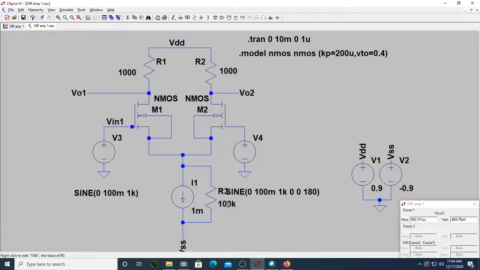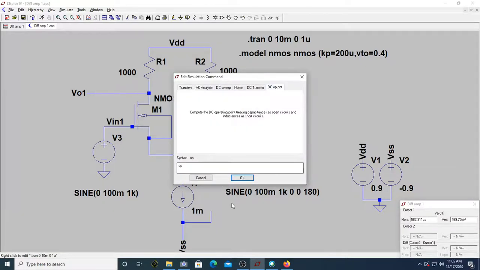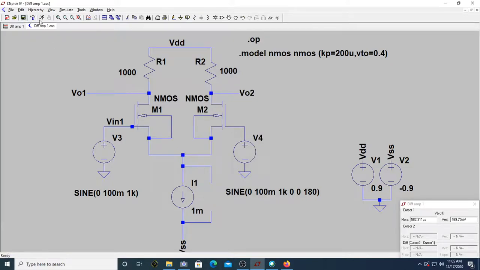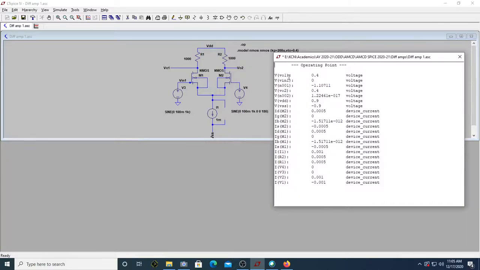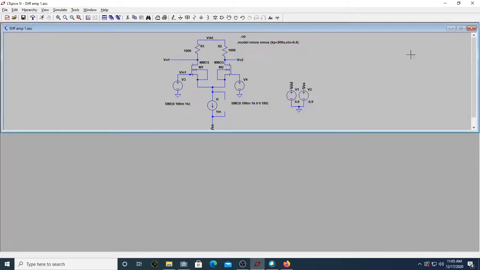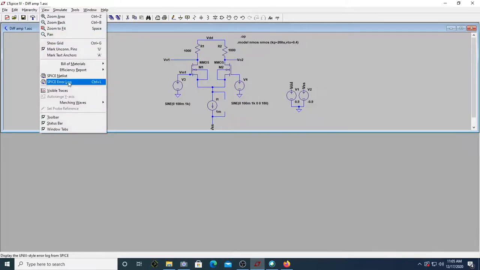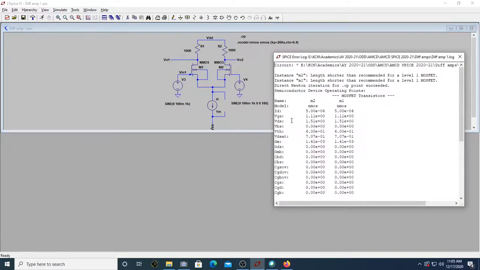Let us first do it without the resistance. Let me cut this and do dot OP here, and then simply run it. Now these are the voltages. You can see V01 is 0.4, V02 is also 0.4. Let me also see VGS over here. Can you see VGS is 1.11, which is perfect.